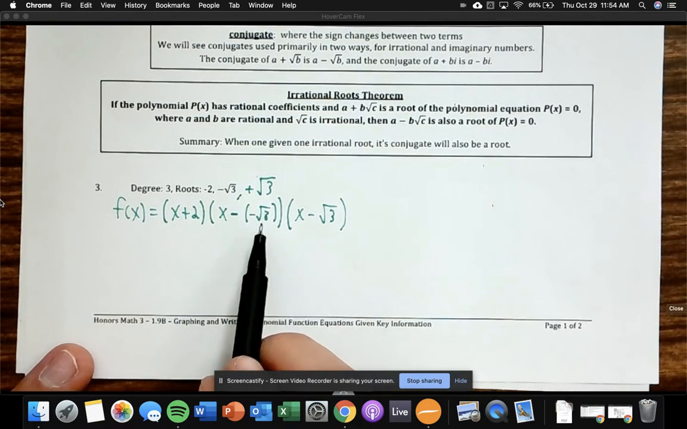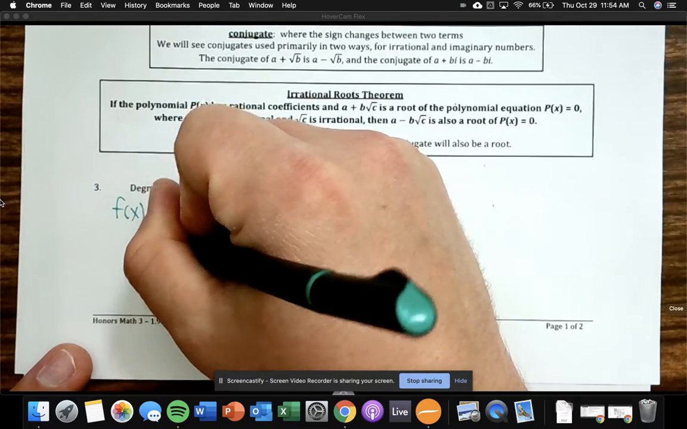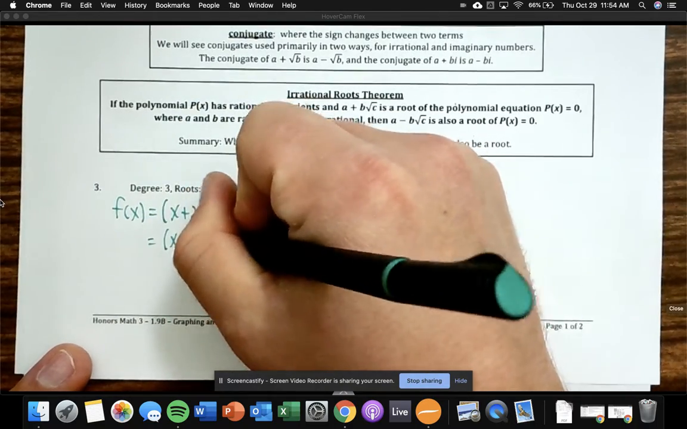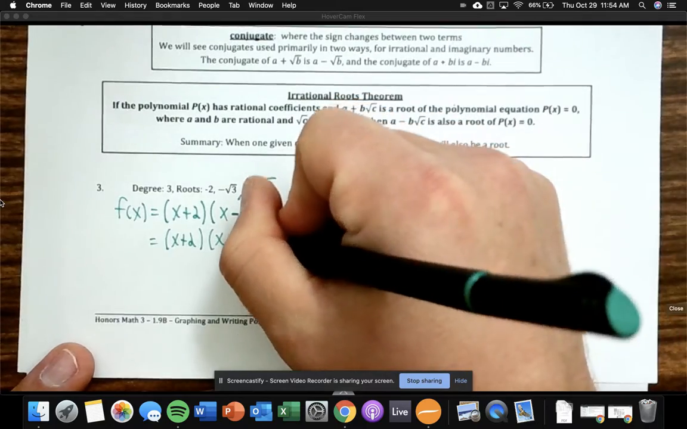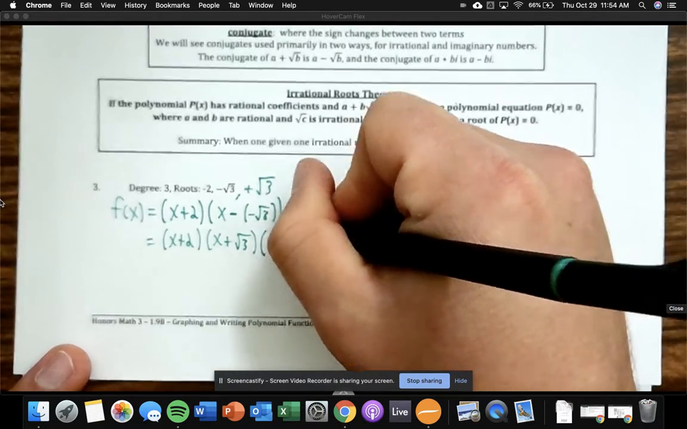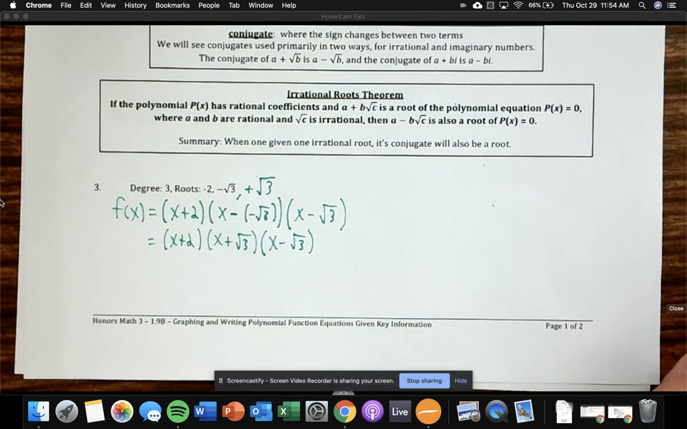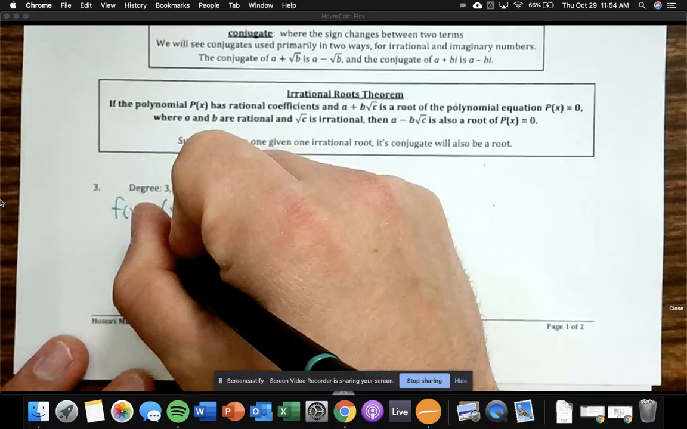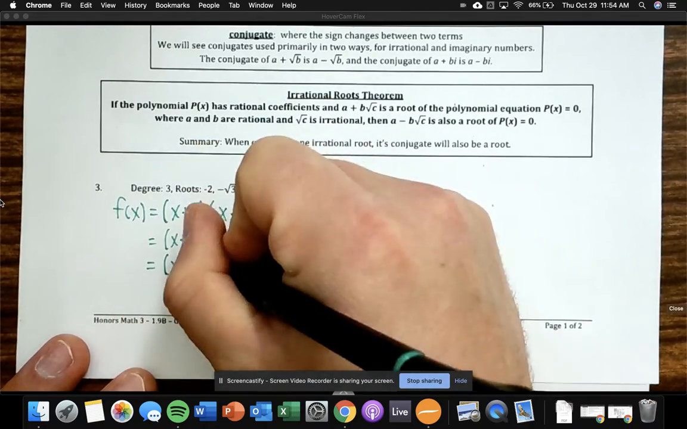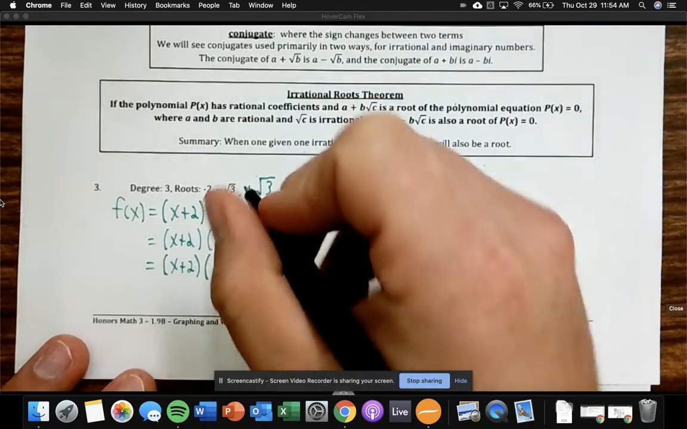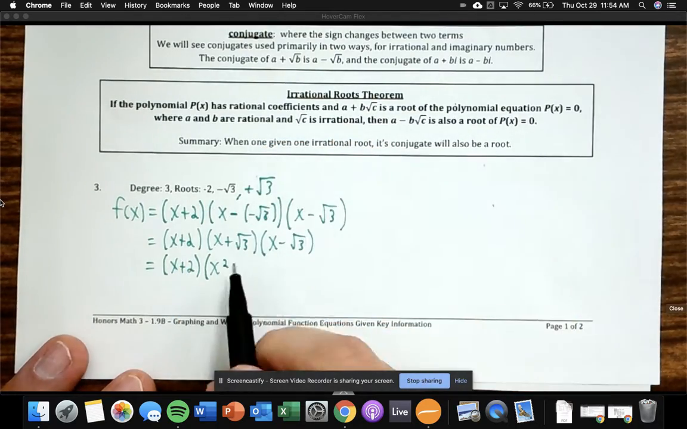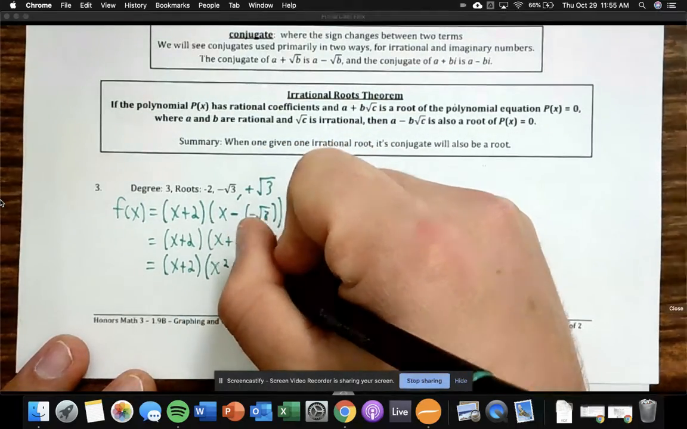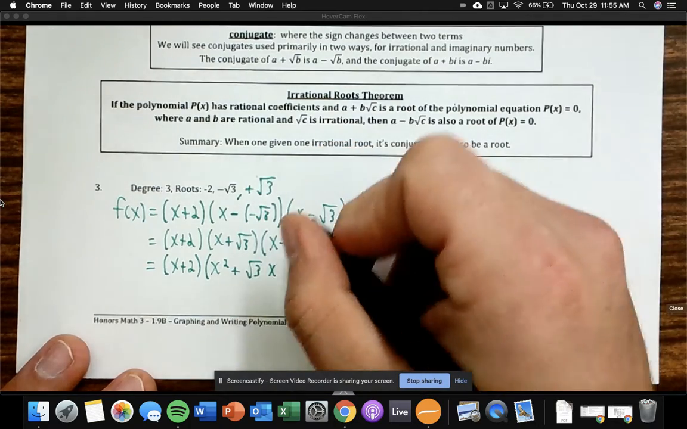We can clean this up a little bit. We can say this is x plus 2, x plus root 3, x minus root 3. And then from here, all we have to do is FOIL this out. Let's start with the one with the irrational numbers, because it cleans up a lot nicer than you think it will. So x plus 2, we're going to leave the same. We're going to FOIL, so we get x squared, then we get plus square root 3 x, and then minus root 3 x.